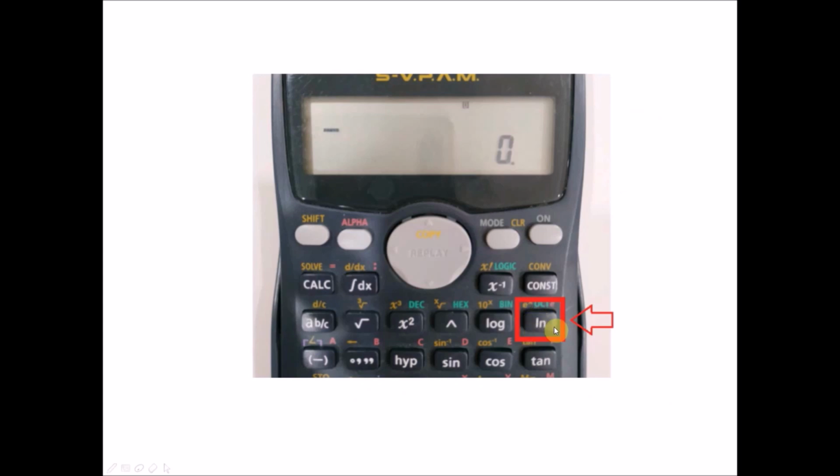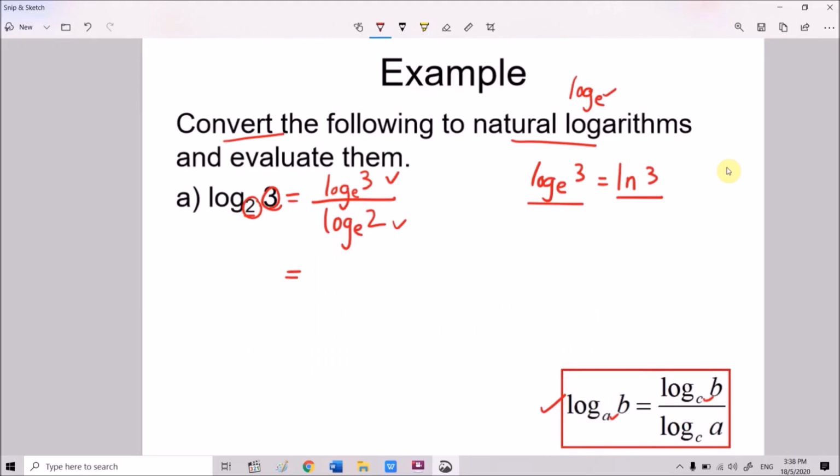In my calculator, the button is here. You press ln once, and then you can key in the values. You now try to find this value, which is ln 3, and this value here, which is ln 2. You key in the value for ln 3, you get 1.0986. And then you key in the value for ln 2, you get 0.6931. Then you calculate the values, which is 1.5851. That is the answer.